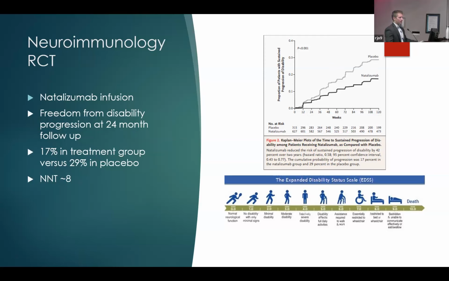And I was talking to Dr. X about this yesterday. We expect everyone to respond, but really you've got to treat 8 people for 2 years to have one of them not progress at least 1 point on this disability scale. And that's one of the best drugs we have, which is still very good. In biomedicine, this is a very low number, so it's still very good.